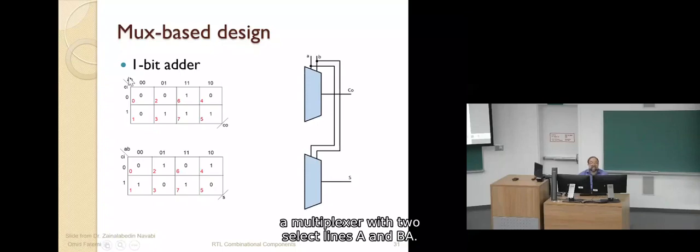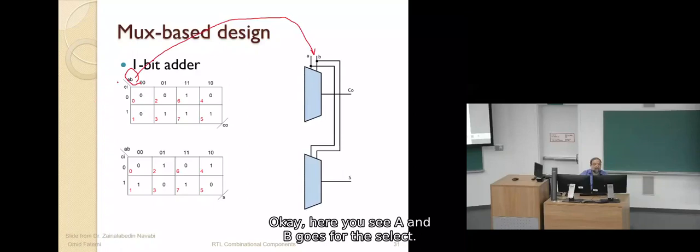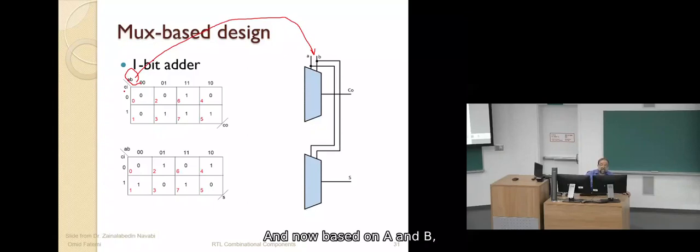So A and B go to the select. Okay? You see? A and B go to the select, and based on A and B, it has four possible combinations. Based on that, we select it. Let me do it again, and then I go for a four-input logic.